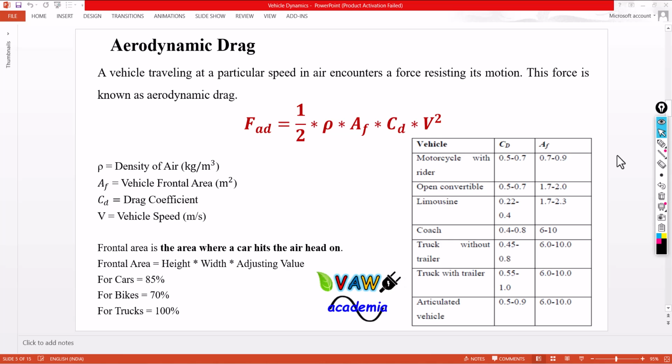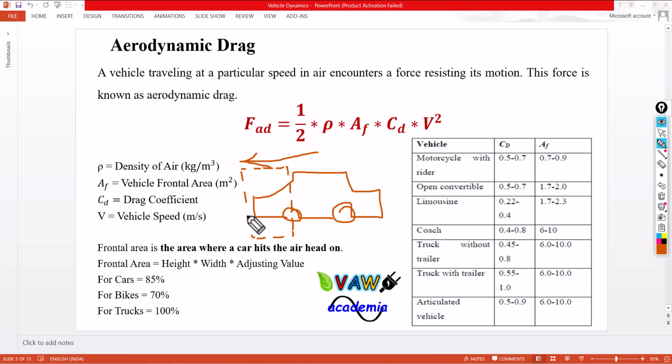What is the vehicle frontal area? If you consider the car is moving in a particular direction, let me take this one. If the car is moving in this direction, let me consider this is the vehicle's frontal area, where the first portion of the car hits the air.